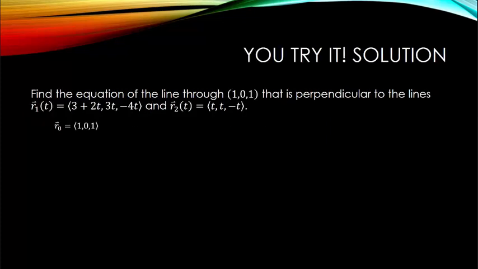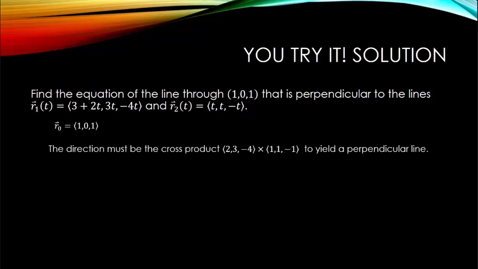In order to find the equation, I'm going to start by finding my vector r sub 0. This is going to be the vector from the origin of my system to the point 1, 0, 1. This gives me vector components of 1, 0, 1. We require the direction to be perpendicular to both r sub 1 and r sub 2. I need to find the cross product of the components 2, 3, negative 4, and 1, 1, negative 1 in order to guarantee that I have a perpendicular line, because a cross product is always perpendicular to the two vectors that I'm crossing.